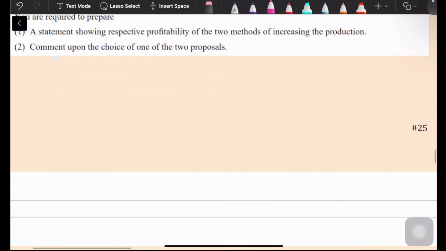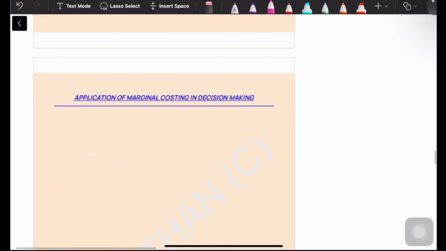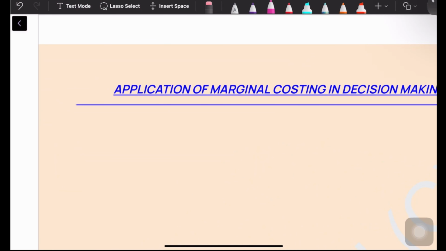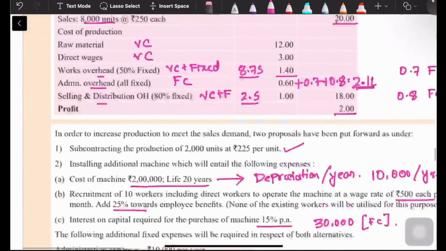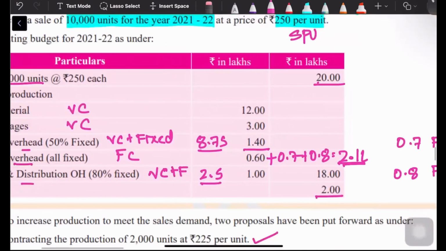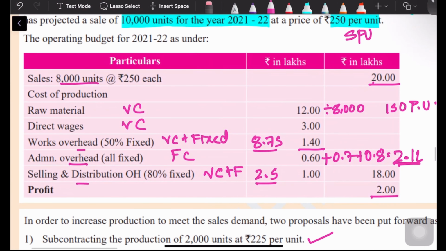So first we will take the basic one, the subcontracting option. Okay, now we can start writing the values here. Sales per unit is 250. In both the cases it is 250. And variable cost, raw material. So raw material we did not calculate here. So we will calculate now. So 12 lakh divided by 8,000. It will give me 150 per unit. Wages 3 lakh divided by 8,000 units.